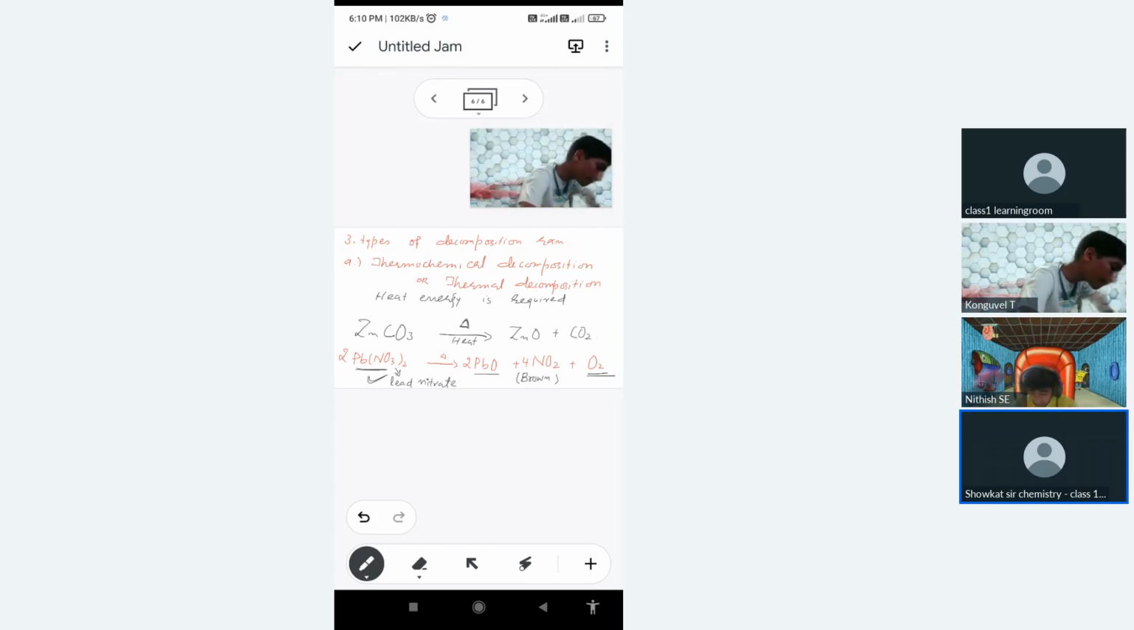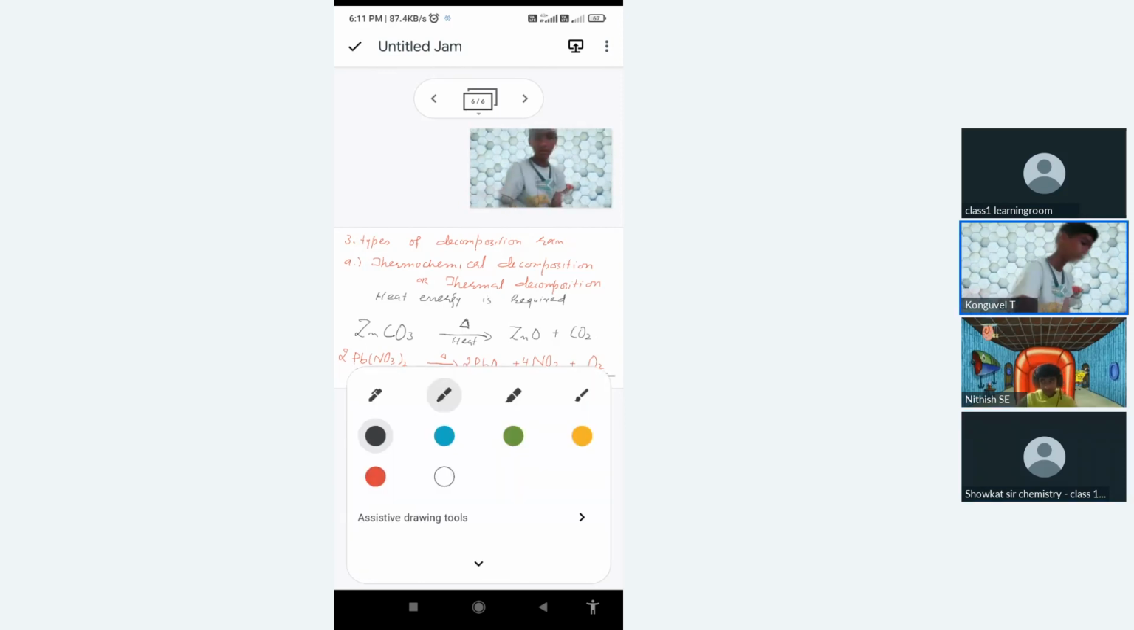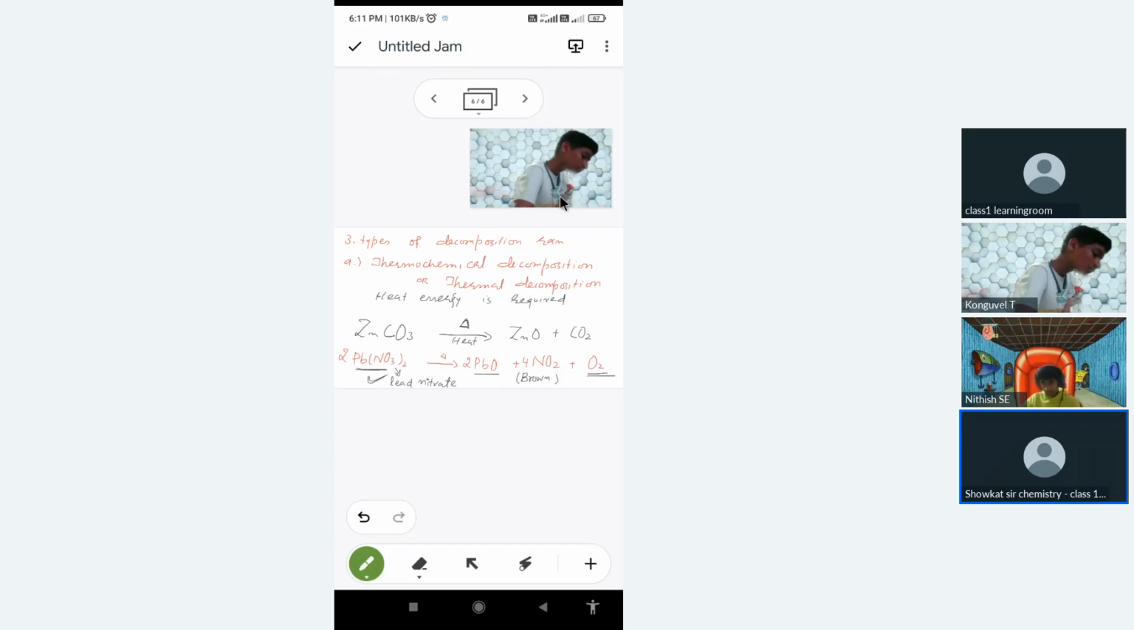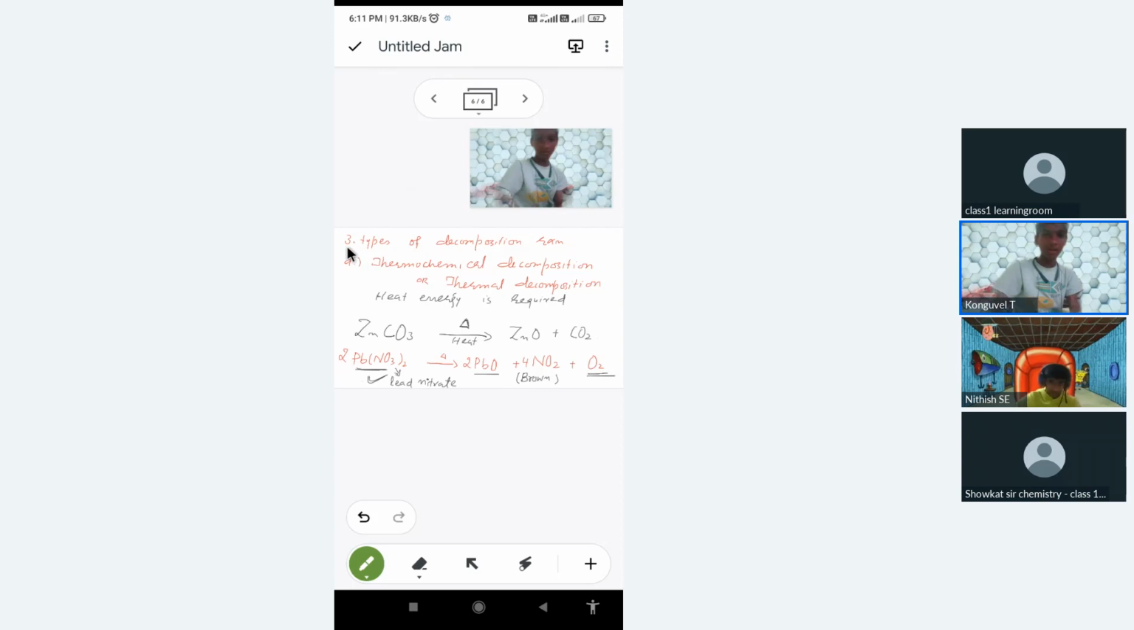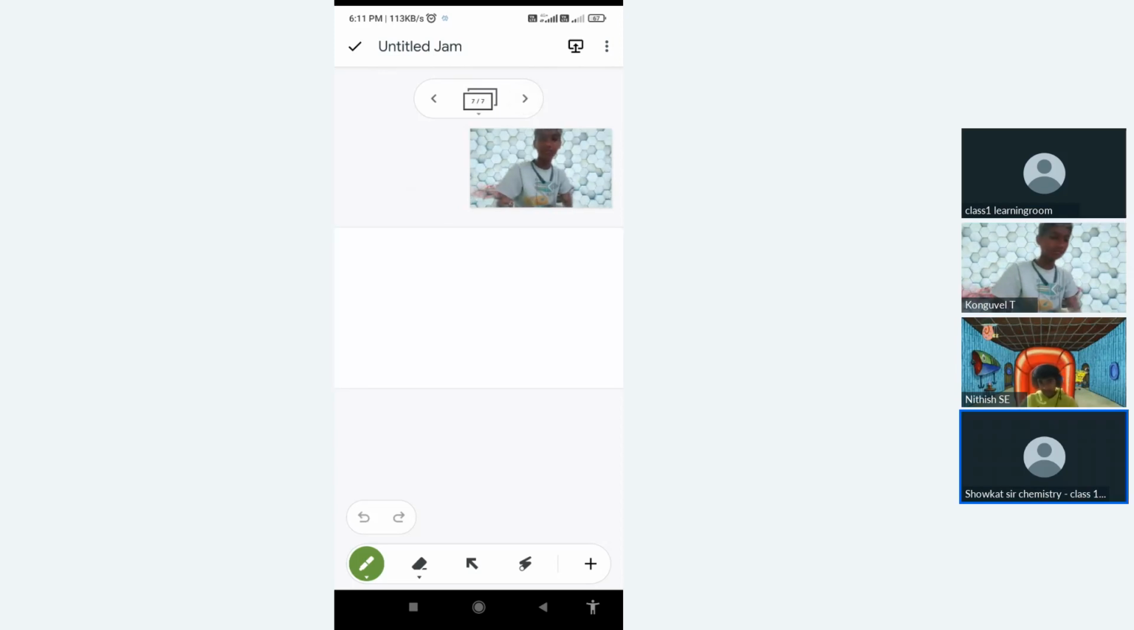So I'm again repeating that lead nitrate, when it is heated, gives us lead oxide and nitrogen dioxide gas, which is having brown color. So brown vapors of nitrogen dioxide are formed. Along with that, we also get the byproduct oxygen, O2. Noted? Have you now noted down this? Yes, sir. Nitrogen dioxide is a gas, right? Yeah, nitrogen dioxide is a gas.